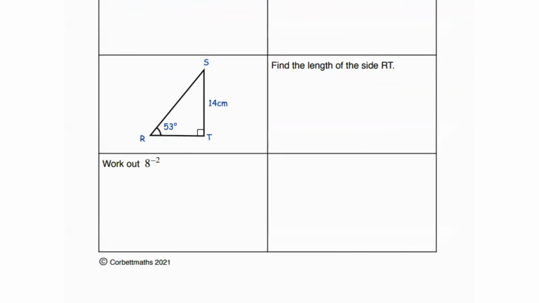Then it says work out the value of 8 to the power of negative 2. So whenever you have negative indices, always convert it into a fraction, which means 8 to the power of negative 2 becomes 1 over 8 squared. When you move it from the numerator to the denominator, the sign of the power changes. So from negative 2, it turned into positive 2. Now we know that 8 times 8 is 64. That's going to be 1 over 64.